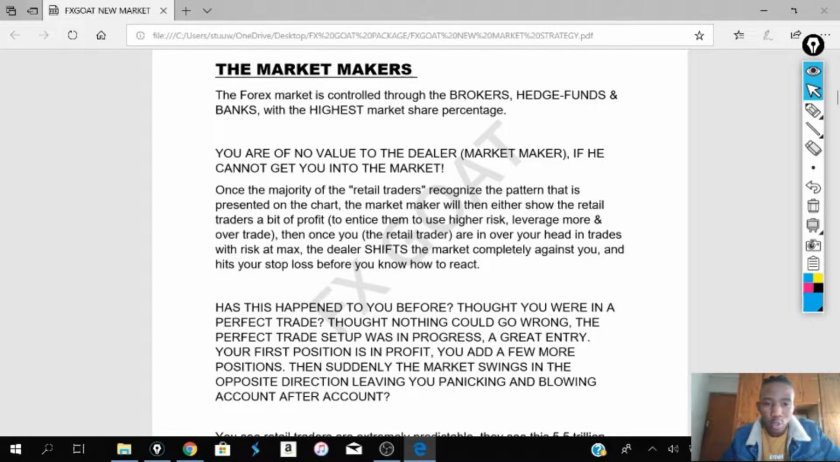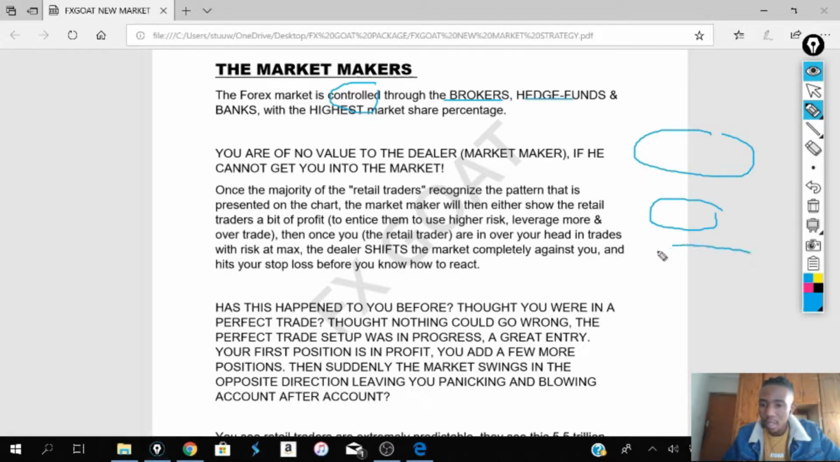The Forex market is controlled through brokers, hedge funds, and banks with the highest market share percentage. Did you see right there? The market makers are controlled through brokers, hedge funds, etc. So, which means the market maker is the real enemy. We have brokers right here, and we have us.